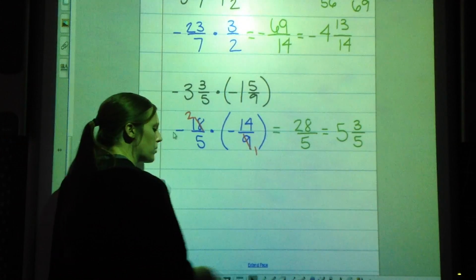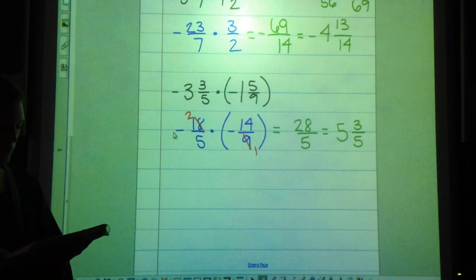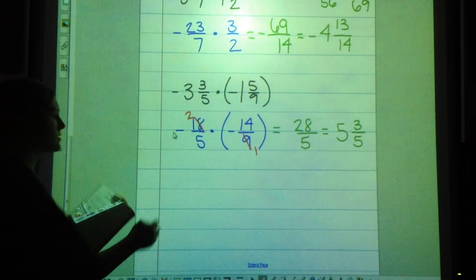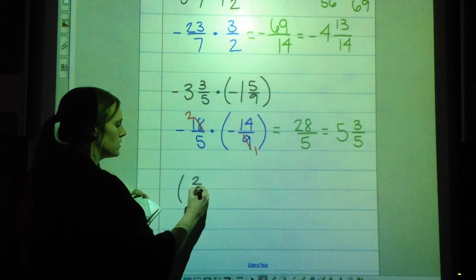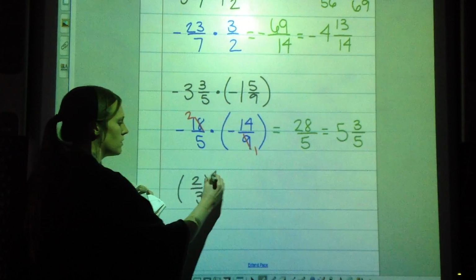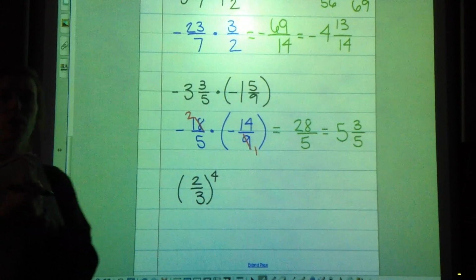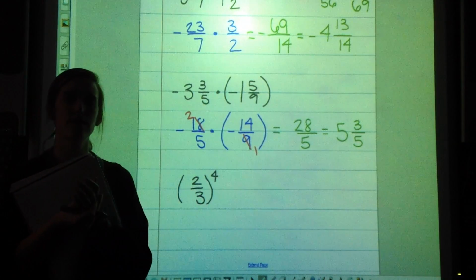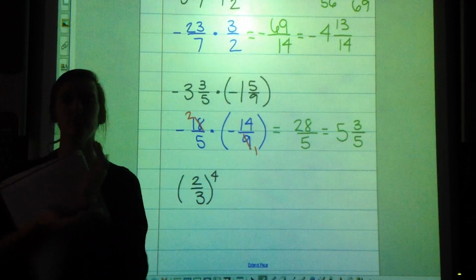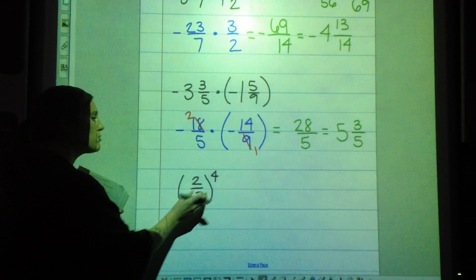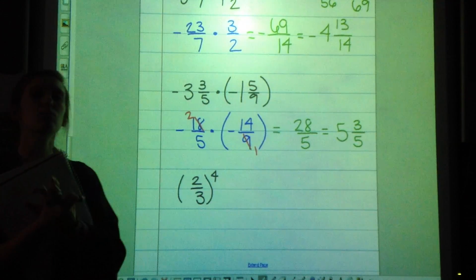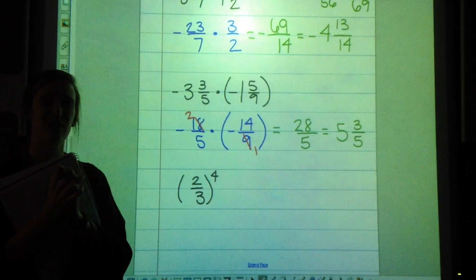I'm going to do a couple more problems with you. At the beginning of the assignment, they have us working with exponents. Okay, think about what an exponent means. If you have 5 squared, you're doing 5 times 5. It does not mean 2/3 times 4. It means we're multiplying 2/3 by itself 4 times.